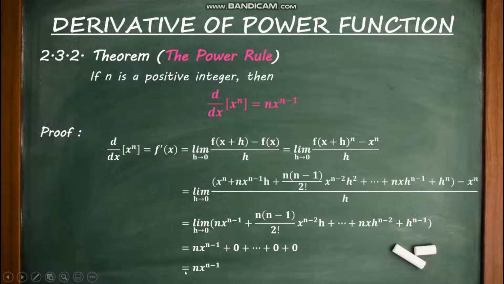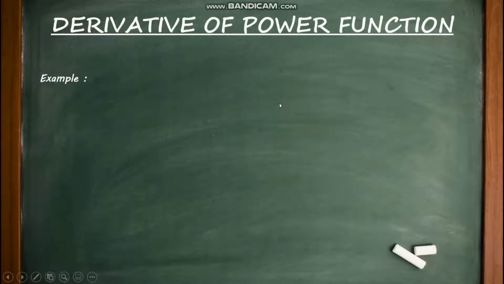So we will get n x to the n minus 1, hence proving that the differentiation of x to the power of n is equal to n x to the power of n minus 1. Here are some examples where x to the power of 3, if we differentiate it, we just need to bring this 3 to the front and subtract 1 from the power, so we will get 3x squared.